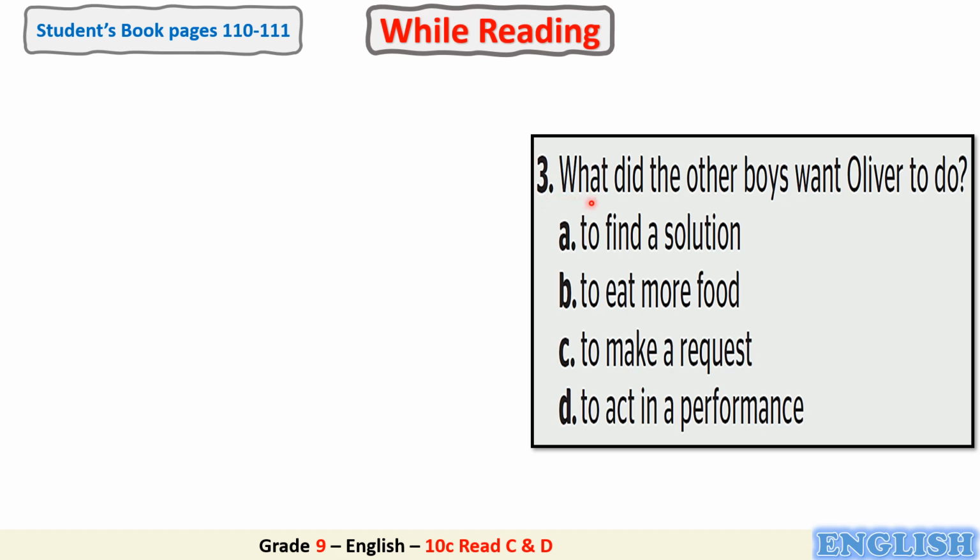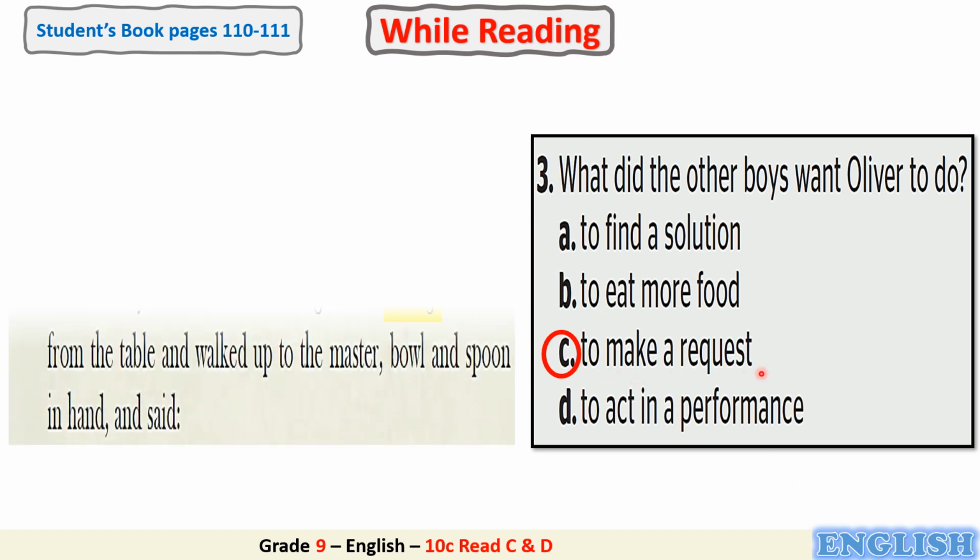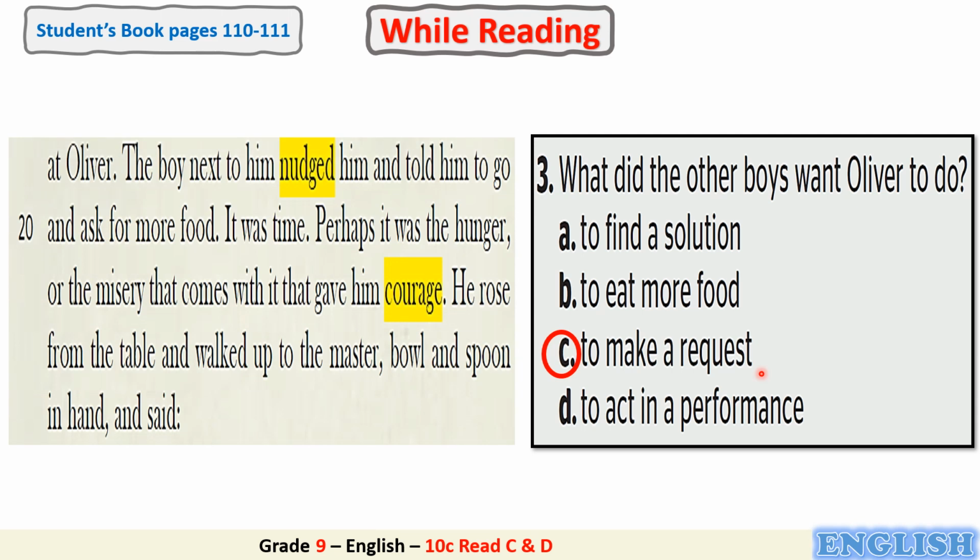3. What did the other boys want Oliver to do? To find a solution, to eat more food, to make a request, or to act in a performance. Excellent, my students. To make a request. Can you find a clue in the text to justify your answer? Very good, my students. It's here. The boy next to him nudged him and told him to go and ask for more food. Well done, my students.